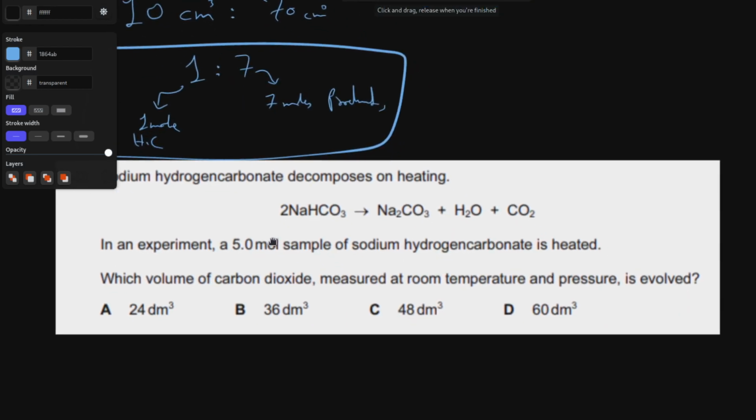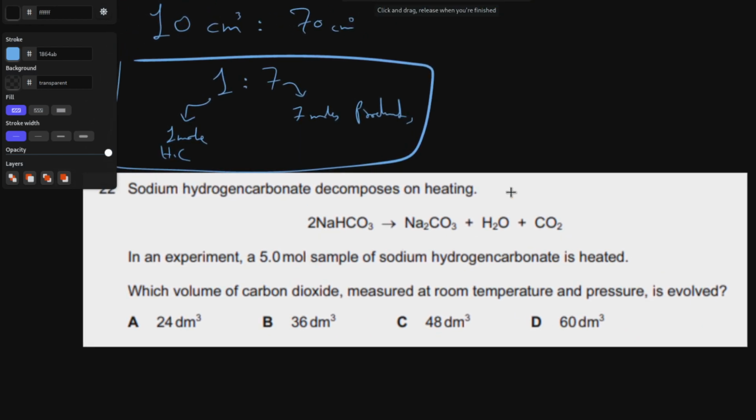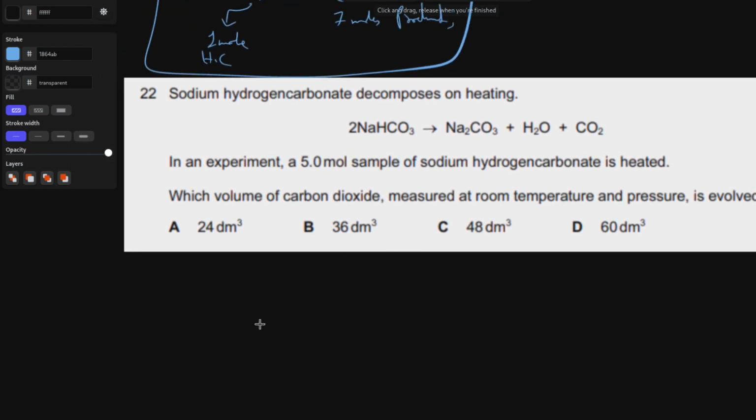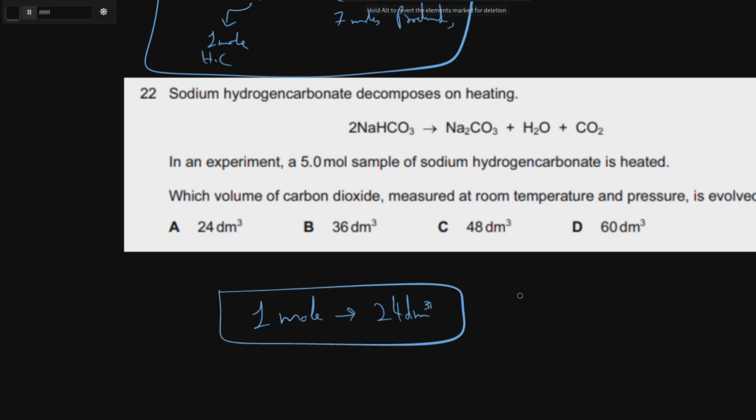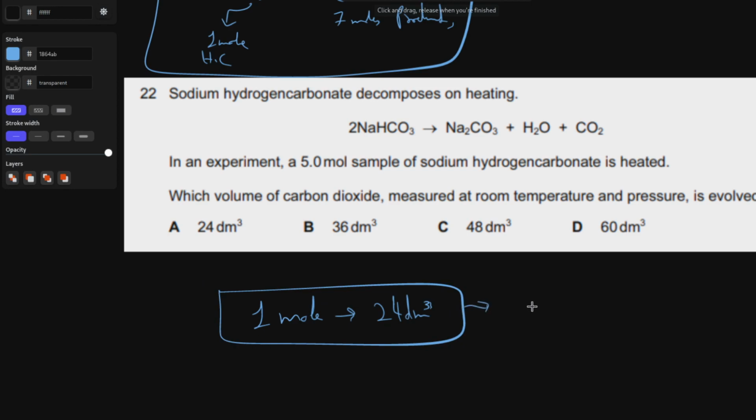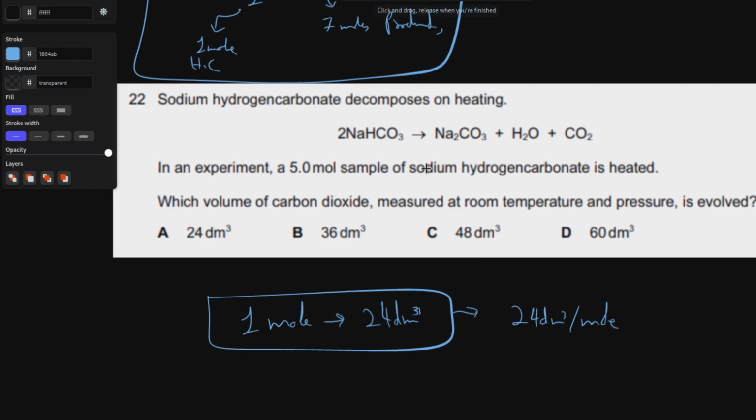All right, let's continue onwards and actually use that understanding that I just showed you. 1 mole is giving us 24 decimeter cube. We'll be using that understanding. We can also convert it into the fact that there is 24 decimeter cube per mole. All right, this is a simple single value instead of writing this entire thing down. So let's try to figure that out.